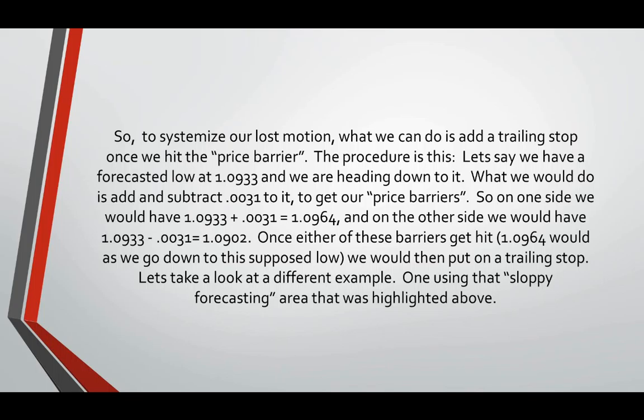Once either of these barriers get hit, which would be in this case, because we're going down, the 1.0964, okay, we would then put on a trailing stop.